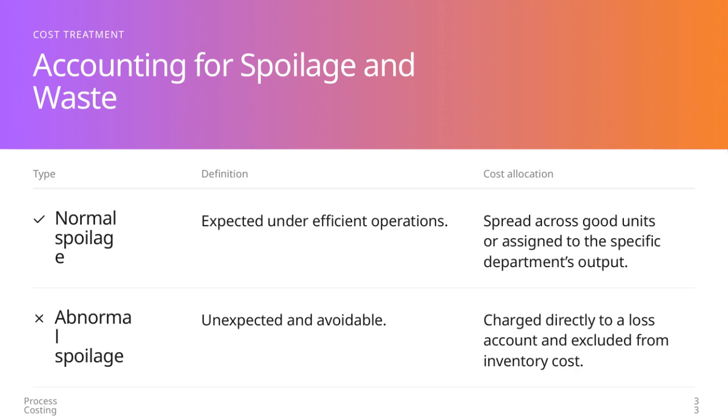On the other hand, abnormal spoilage is unexpected and avoidable. Since it represents inefficiency or error, the cost associated with abnormal spoilage is charged directly to a loss account and excluded from inventory costs. Understanding the distinction between these two helps in accurate cost allocation and better management decisions.